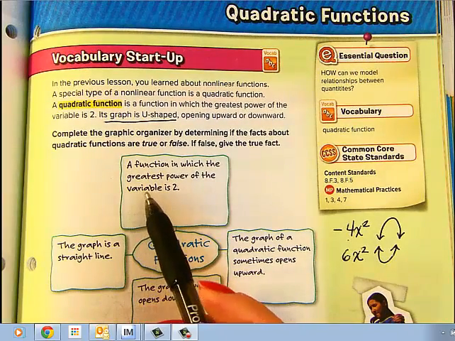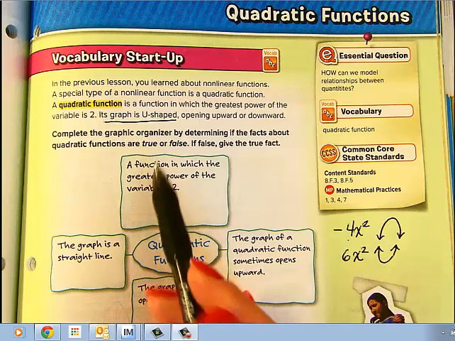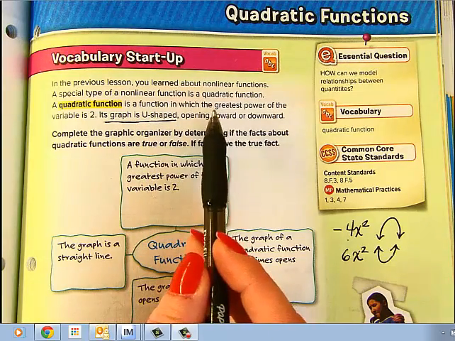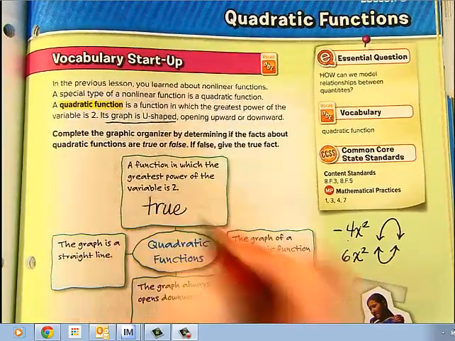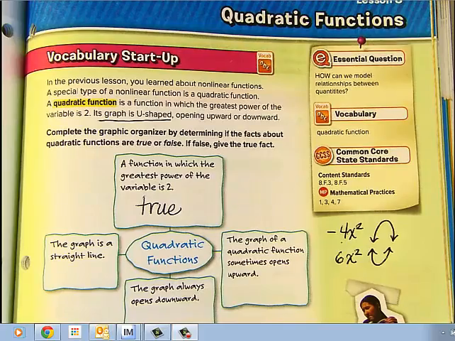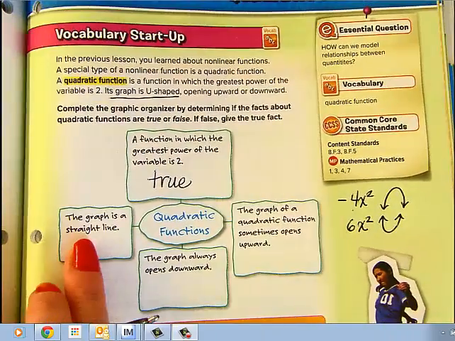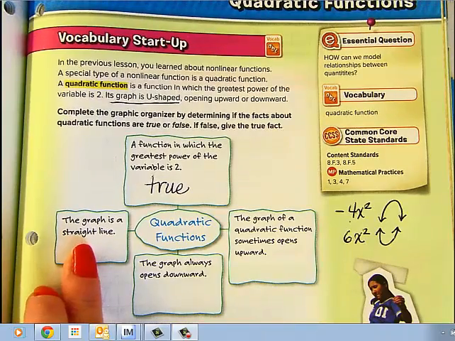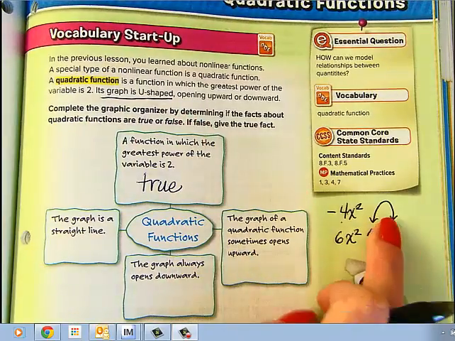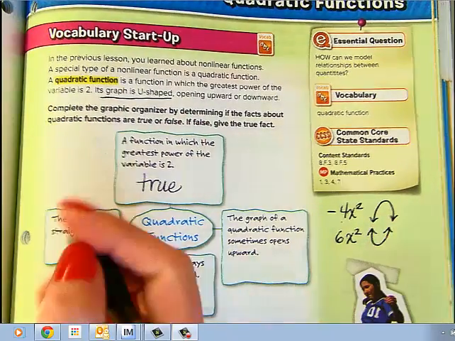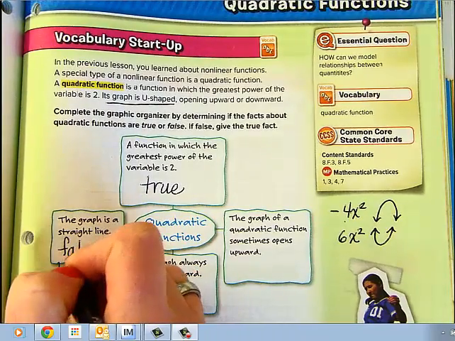It says a function in which the greatest power of the variable is 2. Is a quadratic function that? Yes, it is. We already read that, in which the greatest power of the variable is 2. So that is a true statement. You're going to have a squared variable. Excuse me. Let's go over to this one. It says the graph is a straight line. Well, we already know that it's not because it says the graph is U-shaped, and we've already drawn 2 U-shaped examples. So that is false. It's not going to be a straight line. It's going to be U-shaped.